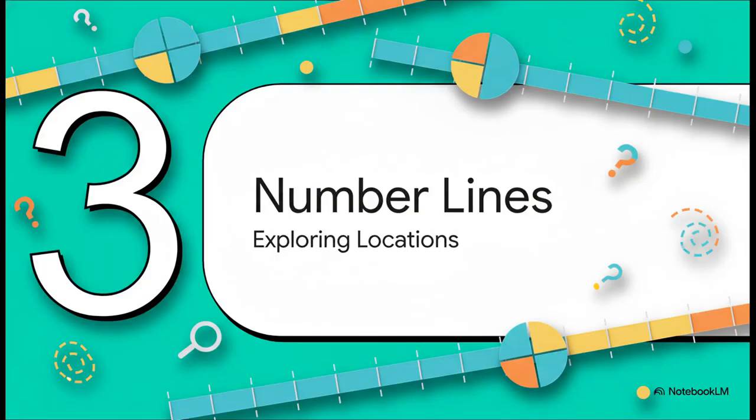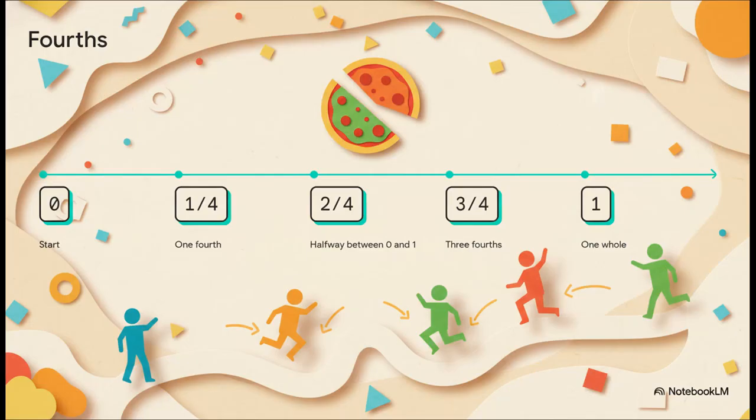Section 3, exploring number lines. Now, what's really fascinating is how we can spot these fraction disguise artists out in the wild on a number line instead of just inside shapes. Imagine you're walking along a path from 0 to 1. If we map out fourths on this line, we're making 4 equal jumps, right? 1/4, 2/4, 3/4, and then 1 whole.